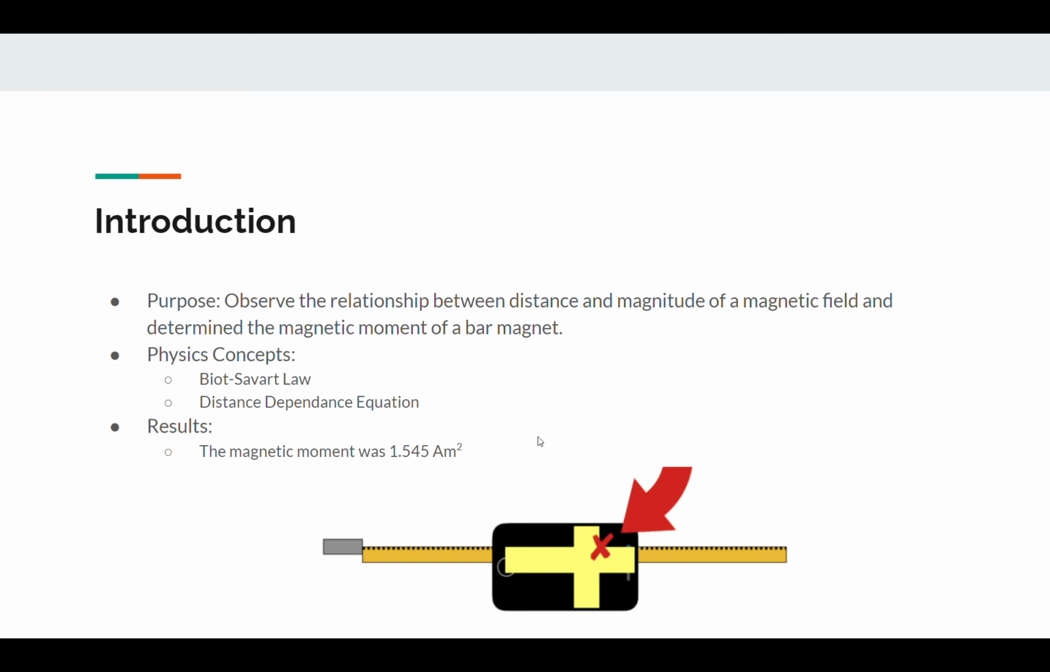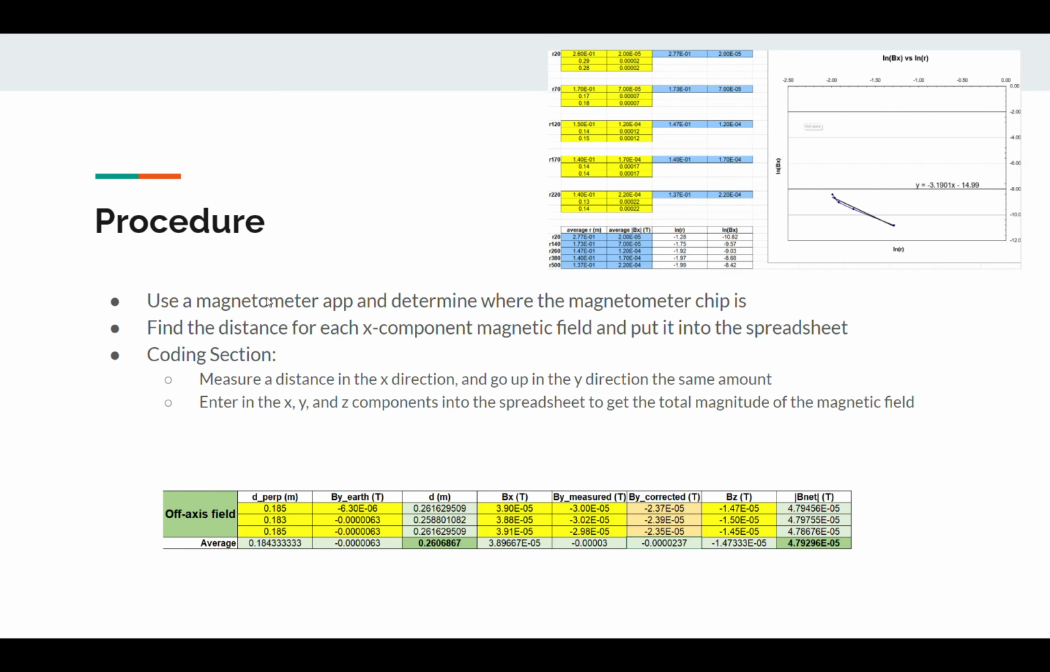This is a little outline of what the lab looks like, with our bar magnet and finding the distance, and then using the numbers on our phone from the Magnetometer app to put into our sheet. The procedure: first, you have to use the Magnetometer app to determine where the magnetometer chip is in your phone. And then you have to find the distance for each X component magnetic field and put that into the spreadsheet. That is the experimental part.